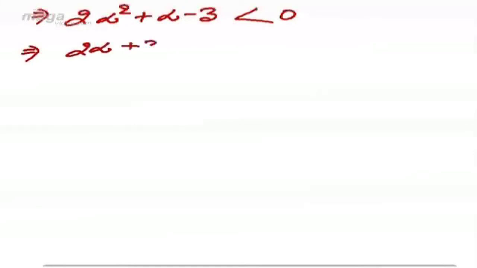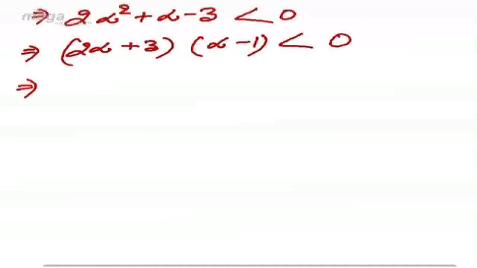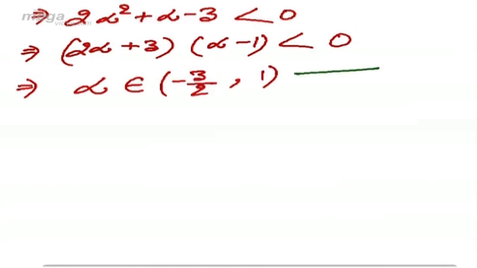Hence, 2 alpha square plus alpha minus 3 will be less than 0. Now, we will factorize this one. So, we will get 2 alpha plus 3 into alpha minus 1 is less than 0. From here, you will get alpha belongs to open interval minus 3 by 2 to 1. This we will suppose as 5th equation.